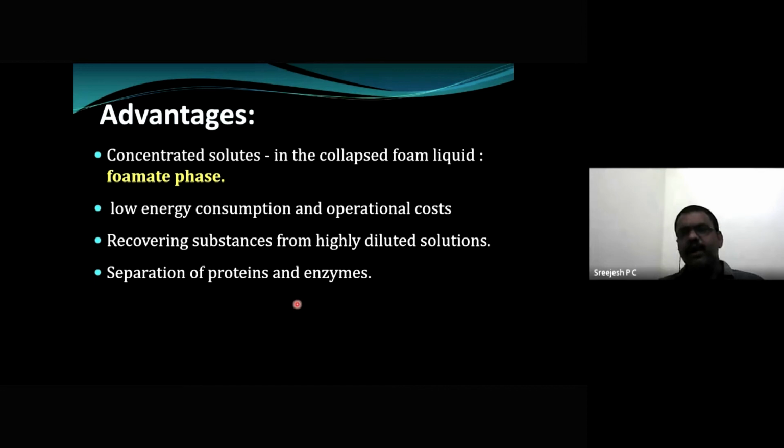So coming to a few advantages, like we can concentrate the solute, where all the solute particles, whether it is the cells or the solid particles, will be collected, and later we can collect it in the form of a foam phase, and we can collapse it to remove the solid and the liquid. And much energy is not required. That is a major advantage, and the operational cost is also very minimum.